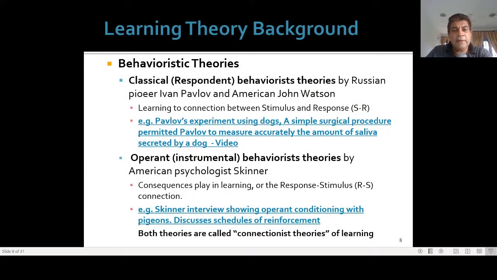Now, when you look at these behavioral learning theories, there are basically 2 types of behaviors that behavioral theorists identified. One is called classical theories, the other is operant theories. The Russian Ivan Pavlov and the American John Watson studied the behaviors of animals and humans, and they said there is a classical conditioning: a connection between a stimulus and a response. I will explain that in a little more detail in slide 9.